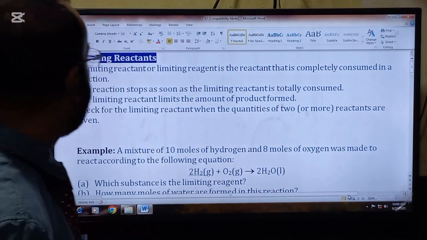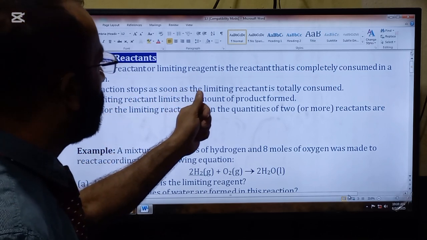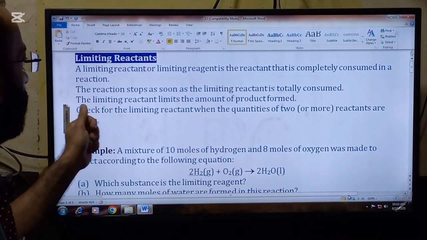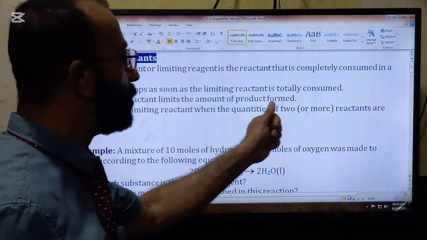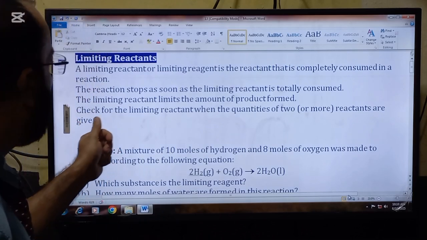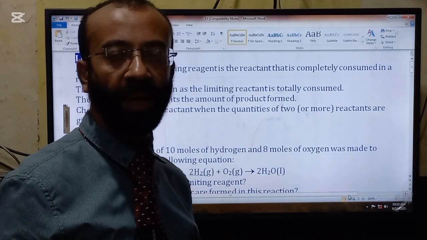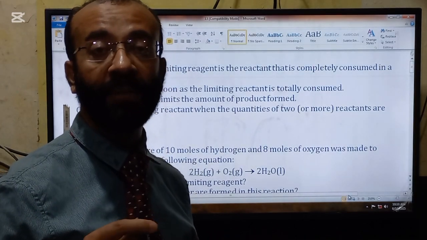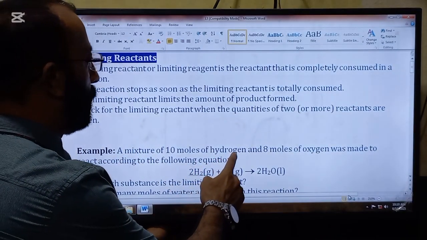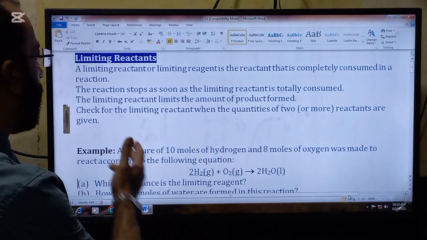So concentrate yourself. We are going to start with the limiting reactant or limiting reagent: the reactant that is completely consumed in a reaction. The reaction stops as soon as the limiting reactant is totally consumed. So definitely one of the reactants will be consumed, so the reaction will be stopped. The limiting reactant limits the amount of the product formed, because after that the reaction will be stopped and no more products will be formed. Check for the limiting reactant when the quantities of two or more reactants are given.